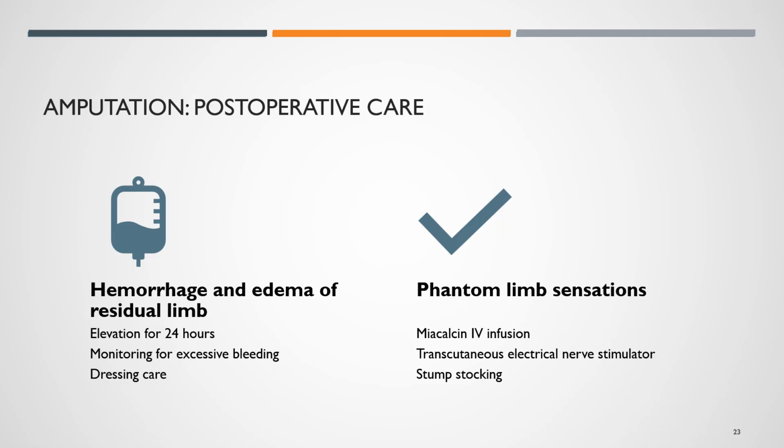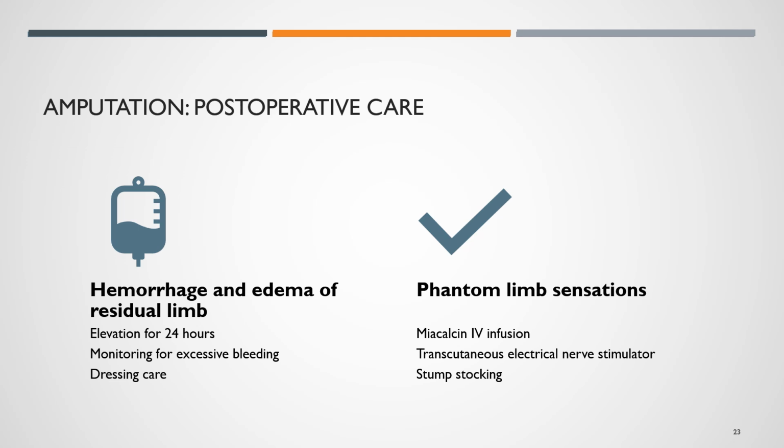Some common issues if someone does have an amputation and you are taking care of them. One of the big issues we watch for is possible hemorrhaging from that surgical site. We have to watch for edema on the residual limb. They usually have it elevated. We normally monitor the area, and we check those 6 P's on that amputated area. Okay, remember the pulse, pallor. And we take care of the dressing.